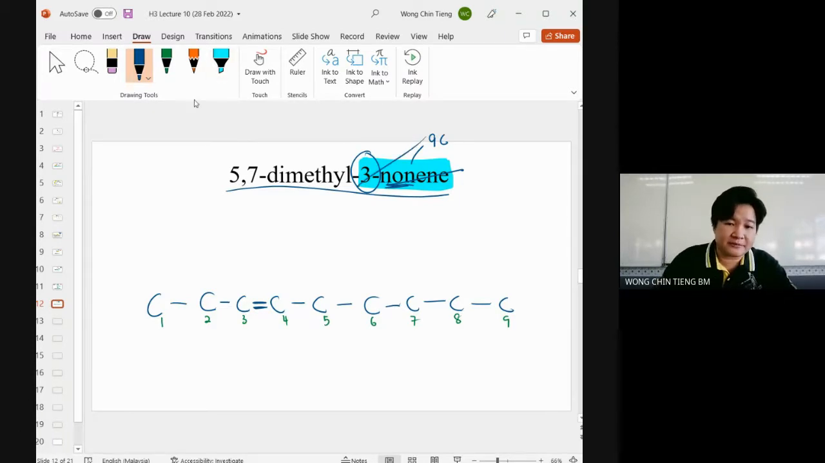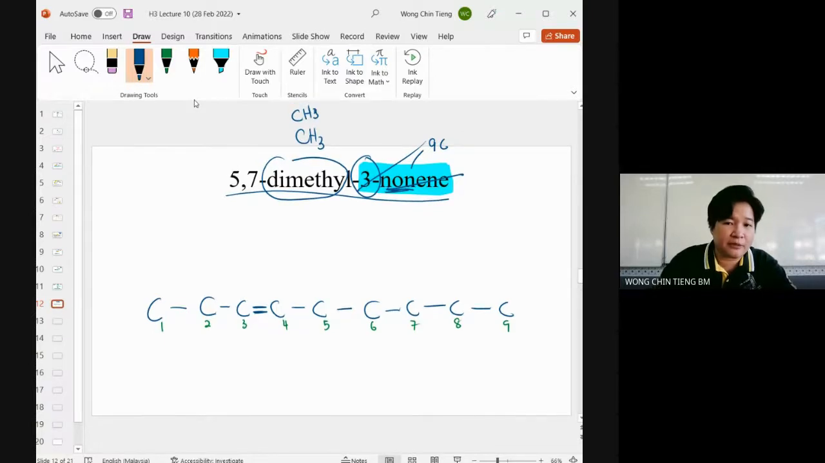Your substituent over here is a dimethyl. Methyl ada CH3. Bermakna kat sini saya ada 2 CH3. Yang duduk di carbon nombor 5, carbon nombor 7. Carbon nombor 5 pegang CH3. Carbon nombor 7 pegang CH3. Dah tak ada apa. Dah selesai. Nama semua dah selesai. Baru lengkapkan dengan hidrogen.